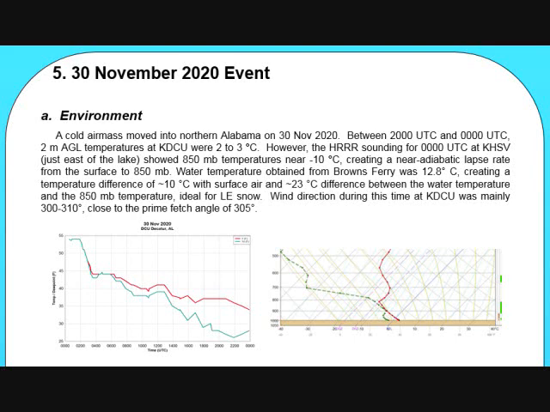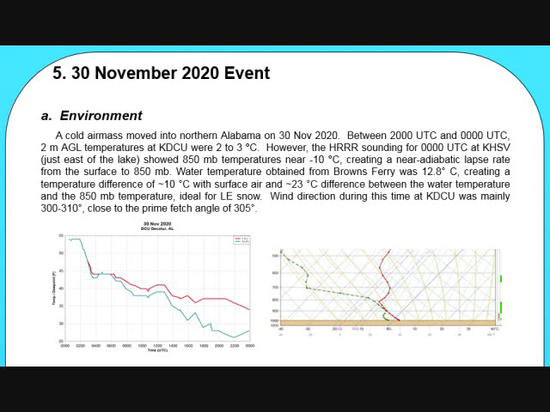So this created an adiabatic lapse rate, conditional instability, up to about 850 millibars. And the difference in temperature between the water, around 13 Celsius, and the 850 temperature of minus 10 Celsius is 23 degrees Celsius. So again, plenty for lake effect snow. The wind direction during this time at Decatur varied mainly between 300 and 310, so very close to that prime fetch angle.